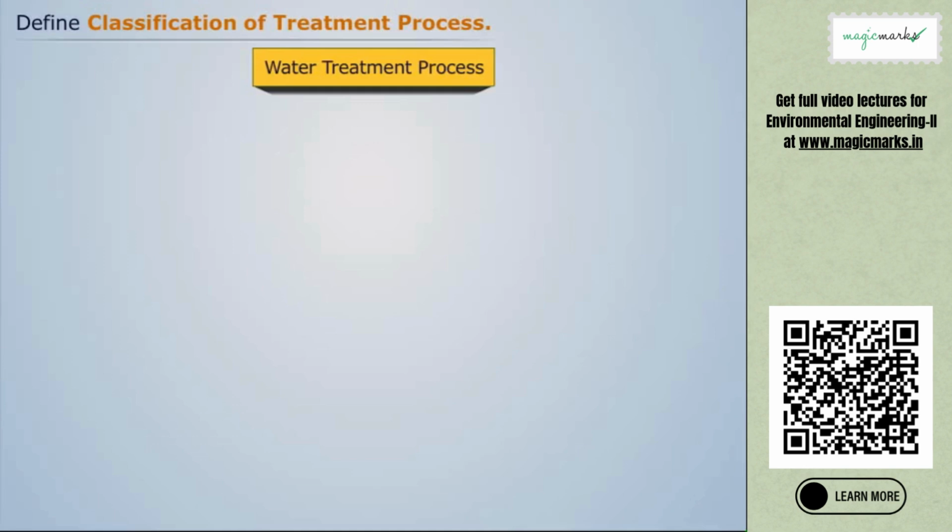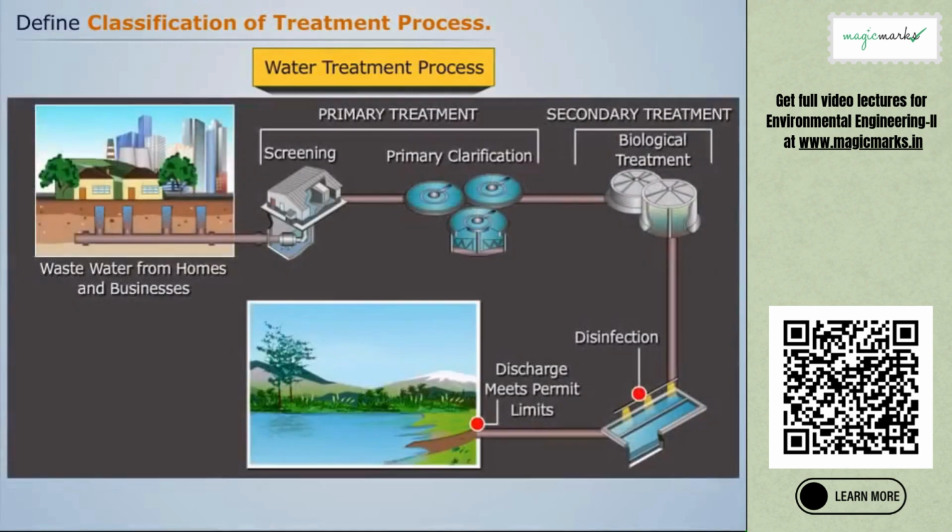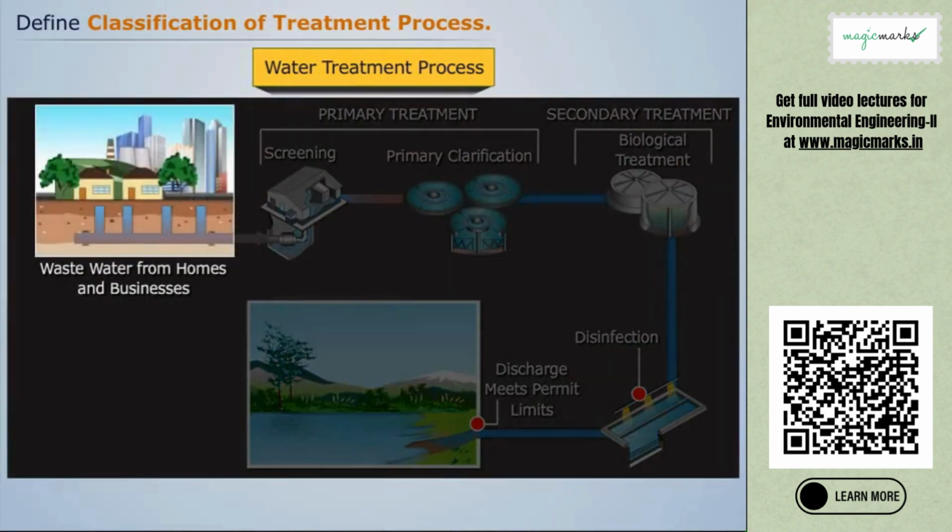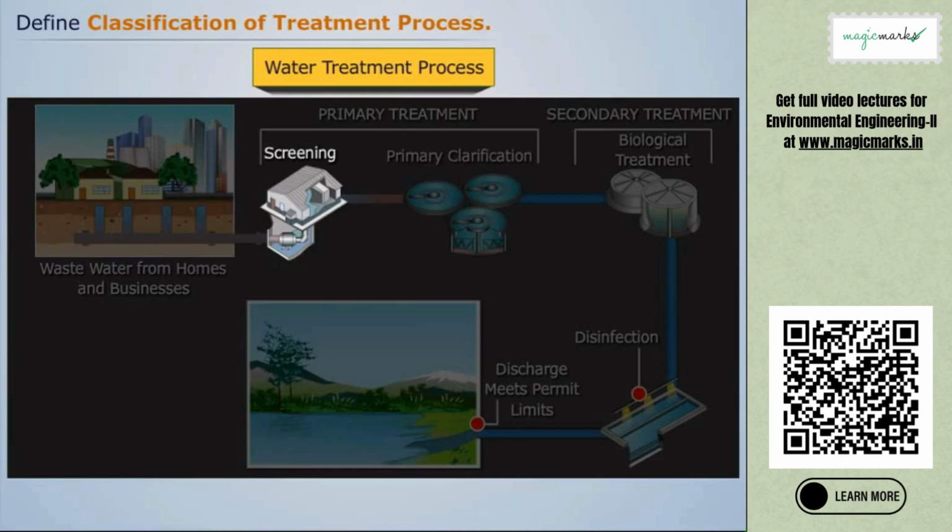Water treatment process. The diagram shows the process of sewage treatment. The water is collected from the homes and business units. The first step is screening, where water is screened to remove large woods, stones, and other debris.